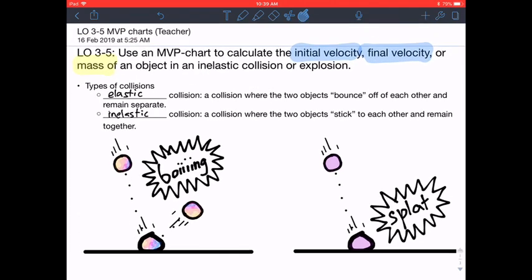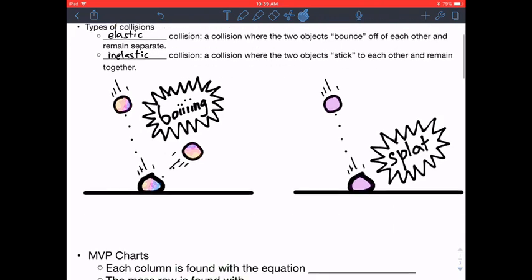Now, you've seen that word elastic before. You think of it and it means to you something like stretchy. But it also kind of means bouncy. And so for our definition, think about elastic as sort of bouncy or rubbery. An elastic collision is a collision where the two objects bounce off of each other and remain separate after the collision, whereas an inelastic collision is one where the two objects stick together and remain together after the collision.